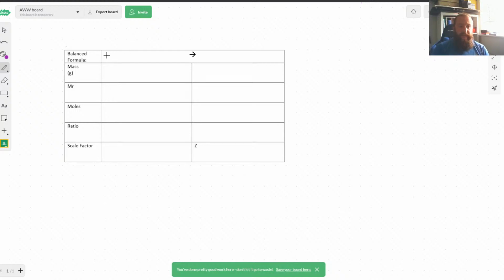So step 1 is exactly the same as before. We're going to write in our balanced equation. Okay? We're then going to put in the mass, so nothing's changed now. What we're then going to do is put our molecular masses in from before, but I'm not going to multiply them by this number. Okay, so that's the only difference so far. I'm then going to divide down the table as I did before.